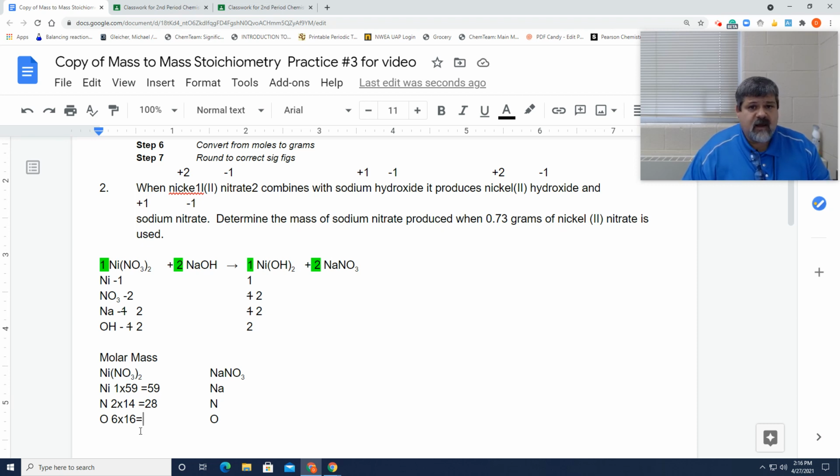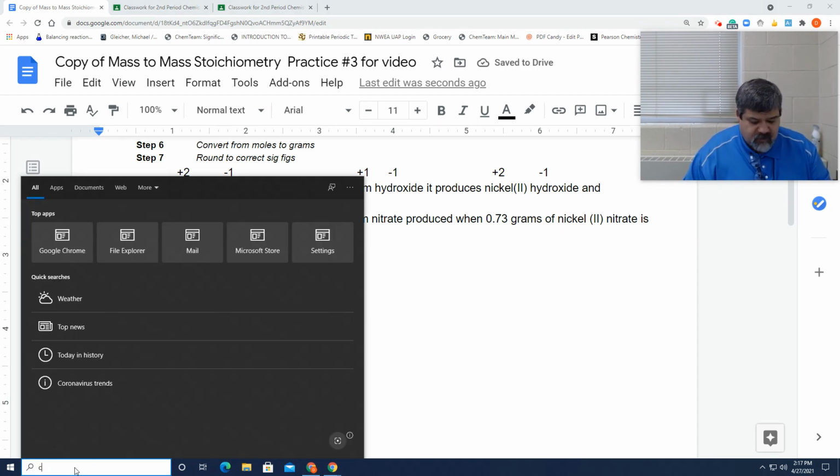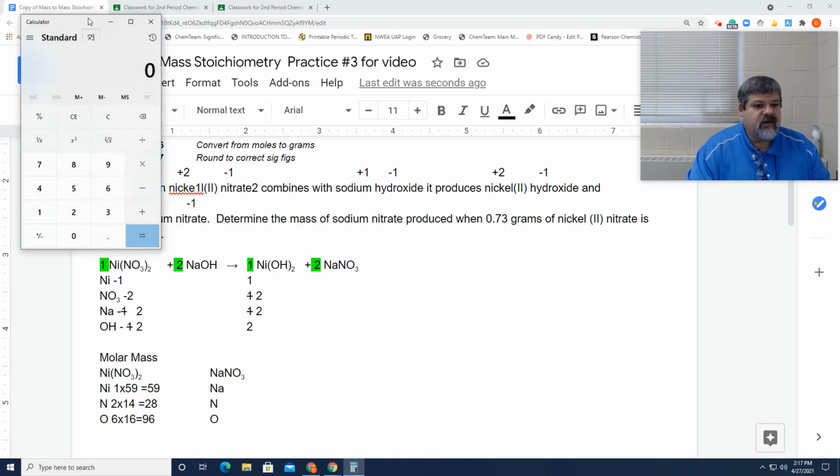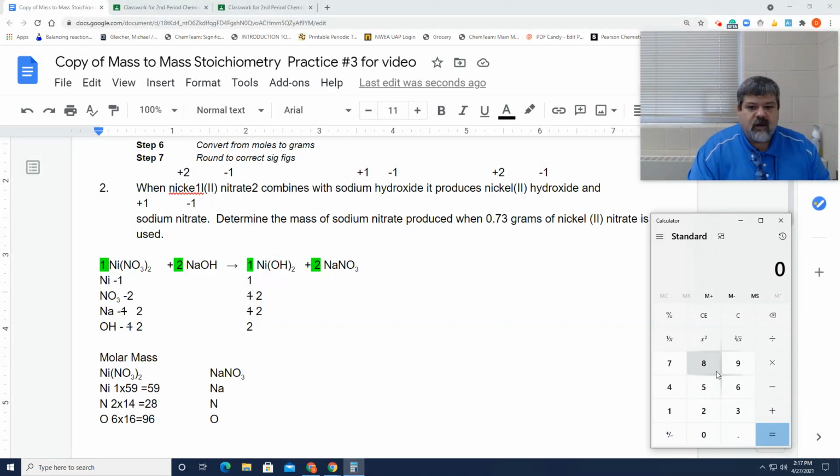The way that I did that was 6 times 6 is 36, so there's my 6, and then 6 times 1 is 60, plus the 3 is 90. So 96, but we're going to double check that by pulling up our calculator. We take our 6 and multiply that by 16, and that equals 96.